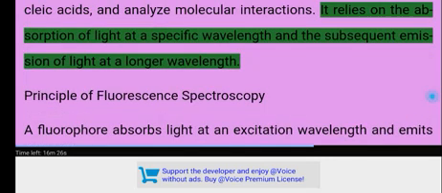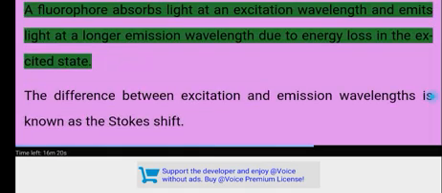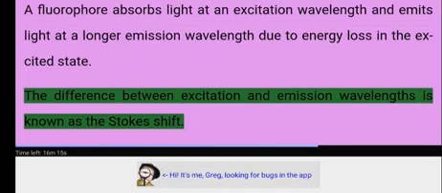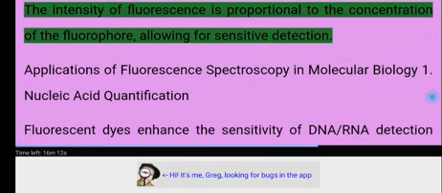analyze molecular interactions. It relies on the absorption of light at a specific wavelength and the subsequent emission of light at a longer wavelength. Principle of fluorescence spectroscopy. A fluorophore absorbs light at an excitation wavelength and emits light at a longer emission wavelength due to energy loss in the excited state. The difference between excitation and emission wavelengths is known as the Stokes shift. The intensity of fluorescence is proportional to the concentration of the fluorophore, allowing for sensitive detection.